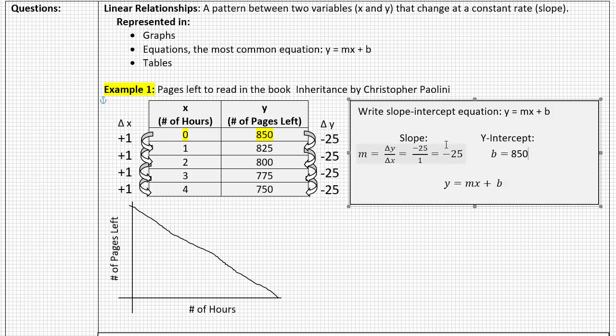So the equation that I can write, now we just need to write out this equation. My slope, or the rate of change, was that it's decreasing 25 pages for every hour. And I started at 850 pages. So if I wanted to, I could use this equation to figure out how many hours it is going to take me to finish reading this book?